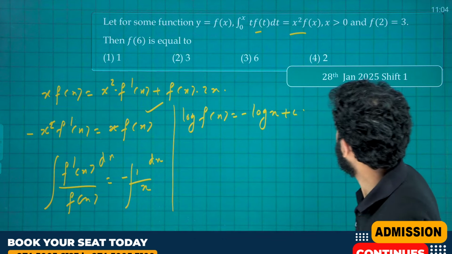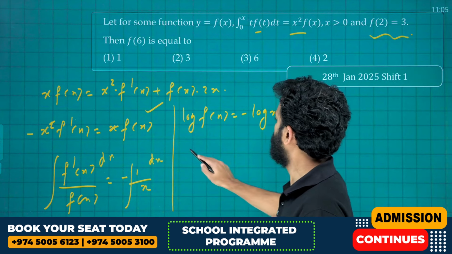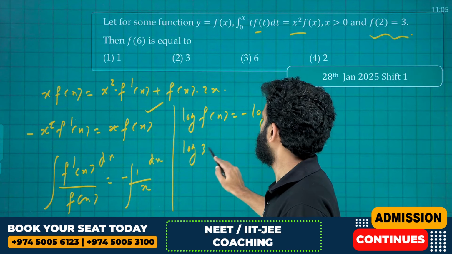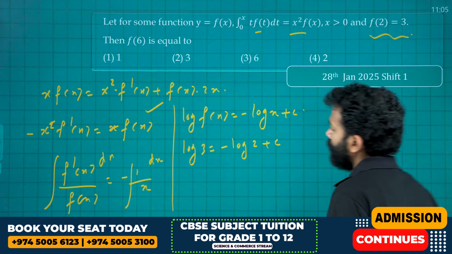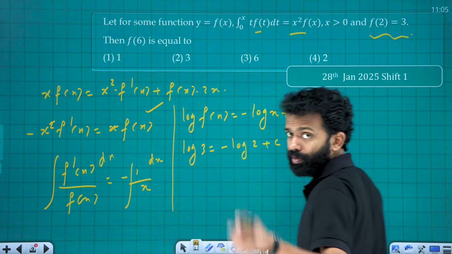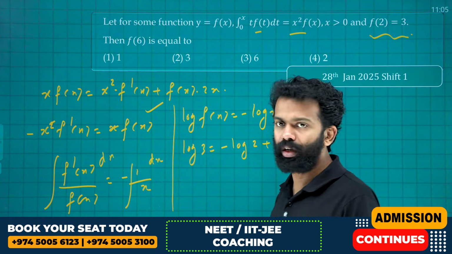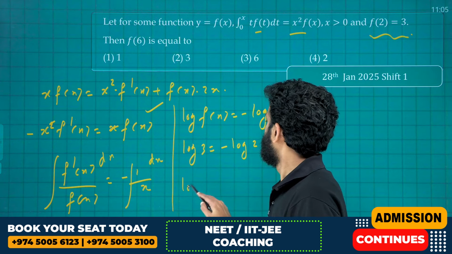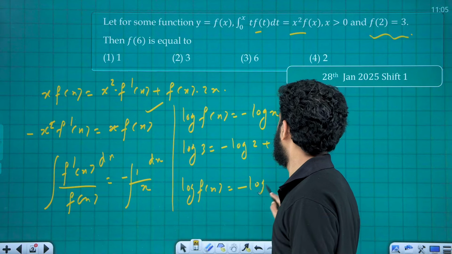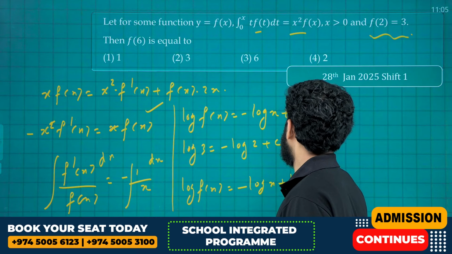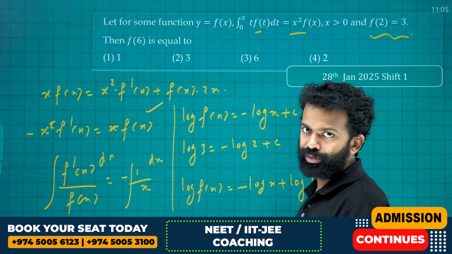To find the value of c, they have given f of 2 is equal to 3. Substitute x is equal to 2, you will get log 3 is equal to minus log 2 plus c. Therefore, c is equal to log 3 plus log 2, therefore log 3 into 2, therefore log 6. So what is the value of c? Log 6. Therefore, log f of x is equal to minus log x plus log 6. And you need to find f of 6, right?